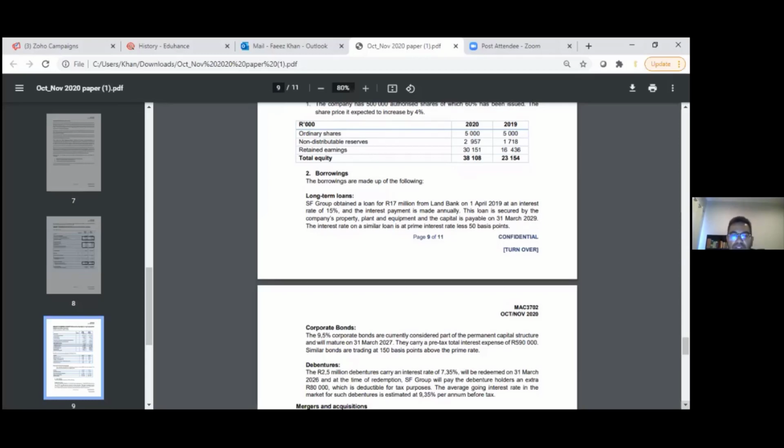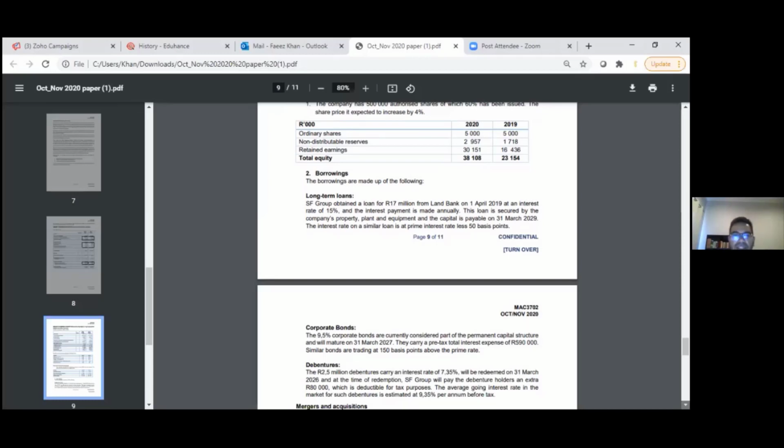Debentures. The 2.5 million debentures carry an interest rate of 7.35% and will be redeemed on 31 March 2026. At the time of redemption, SF Group will pay the debenture holders an extra 80,000 rand, which is deductible for tax purposes. The average going interest rate in the market for such debentures is estimated at 9.35% per annum before tax. Once again, with debt and preference shares, we are focused on whether it's redeemable or non-redeemable, and which of the two was given, the market rate or the market value.